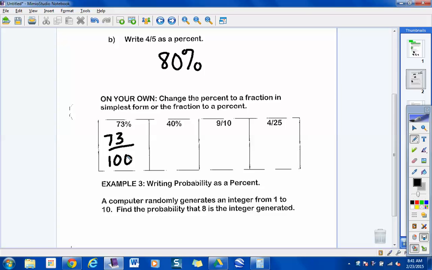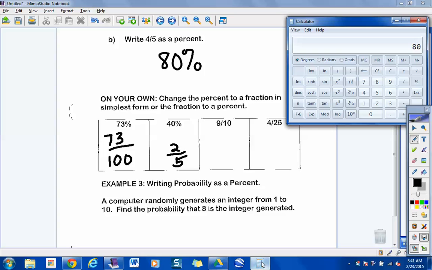Who's got the next one? Chelsea, you got the next one? 2/5. All right. How would I know 2/5 is correct? Well, what I could do is this. I could take this fraction, 2/5, and plug it into my calculator. If I go 2 divided by 5 right here, I get 0.4. I can take that 0.4 times what now?